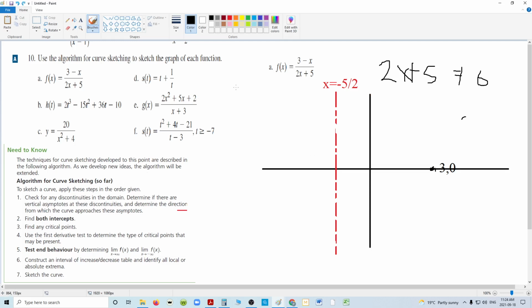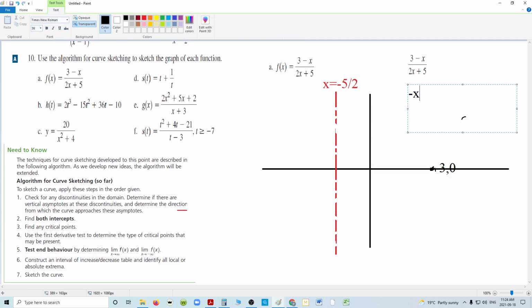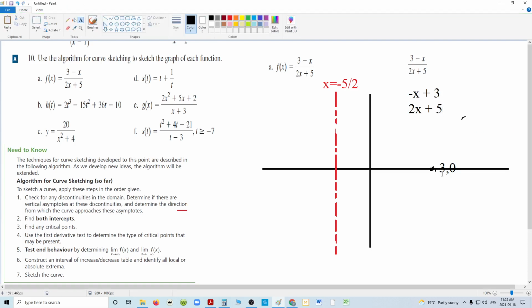What about the horizontal asymptote? How do you determine a horizontal asymptote? That's sort of the step I should have done in step 2. Well, that depends if the powers up top are the same or different. This is x to the power of 1, and that's x to the power of 1. Let's rearrange it in terms of minus x plus 3 up top and 2x plus 5. Well, the numbers don't have anything to do with the horizontal asymptote over here.